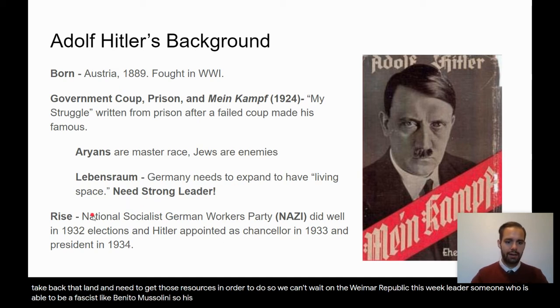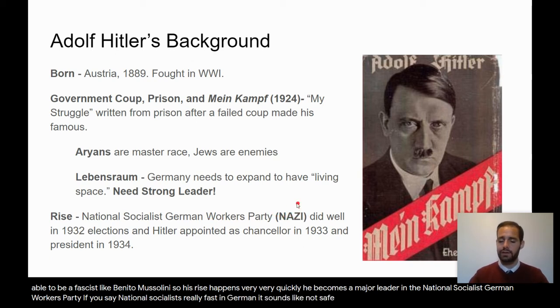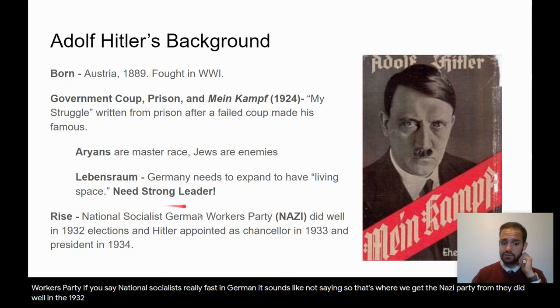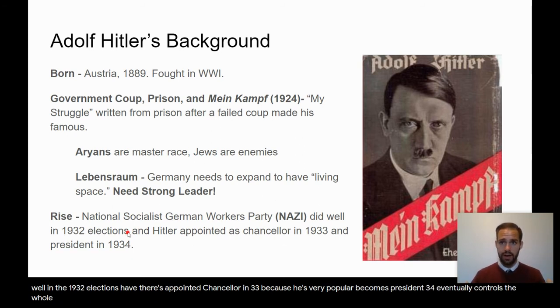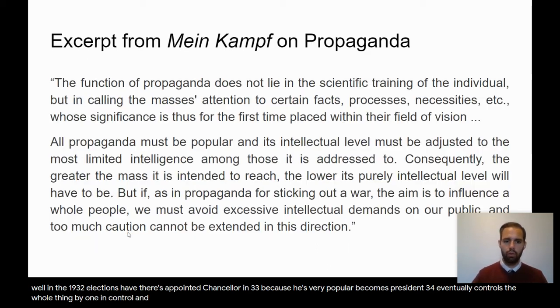So his rise happens very, very quickly. He becomes a major leader in the National Socialist German Workers' Party. If you say National Socialist really fast, in German, it sounds like Nazi. So that's where we get the Nazi party from. They did well in the 1932 elections. Hitler's appointed chancellor in 33 because he's very popular, becomes president in 34, and eventually controls the whole thing. By 1935, he's dictator. He's the one in control, and people love him.